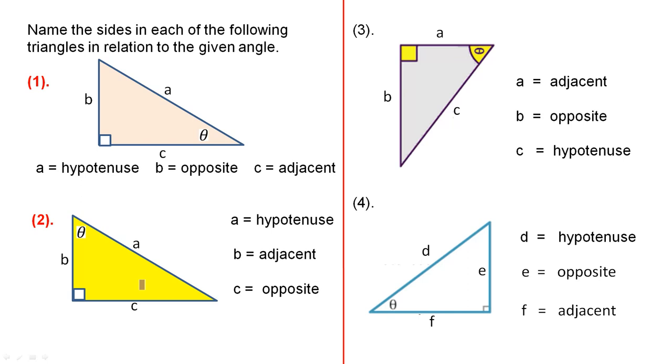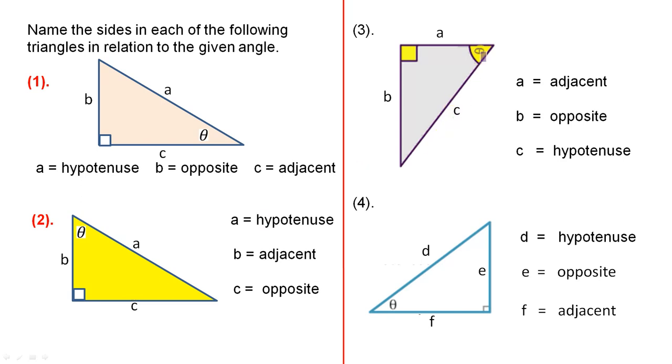Number two. Here we have theta and we have A, B, C. A is the hypotenuse because it is opposite to the right angle. B is the adjacent because it is adjacent or next to the angle. C is the opposite because it is opposite to the angle in question.